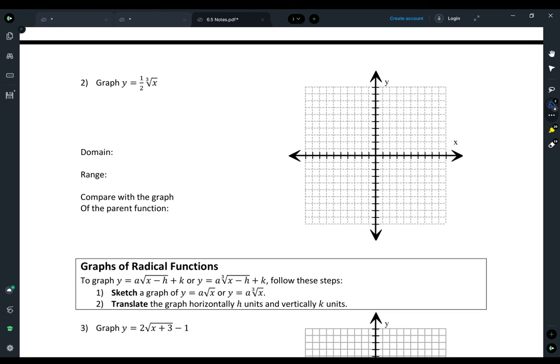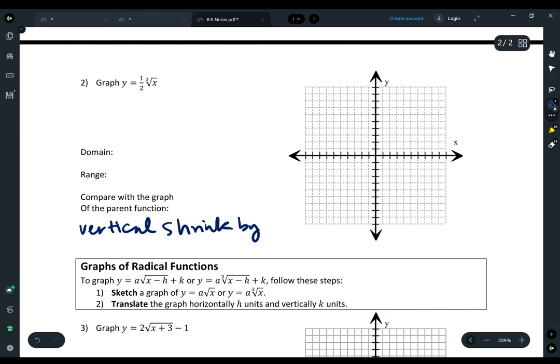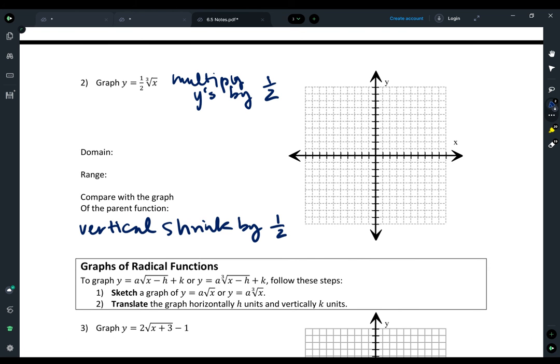On the next one, we're going to take our cube root and multiply it by a half. So we know that's going to be a vertical shrink by a half. And all we're really doing is we're multiplying our y's by 1/2. So you could make a table or not make a table. I kind of already know my perfect cubes. So the cube root of 1 is 1. The cube root of 8 is 2. And I'm just going to kind of mirror that on the other side with our negatives. So that gives my original graph.